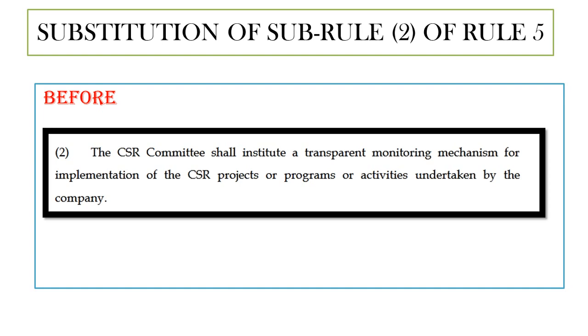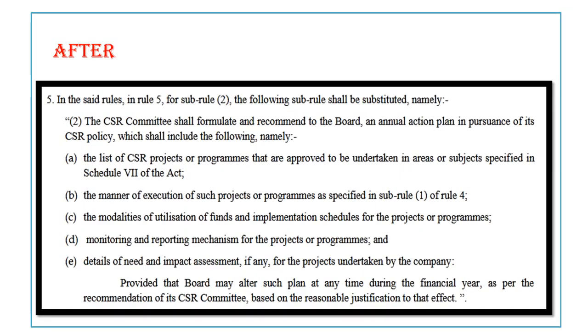Moving forward to the next amendment, that is in substitution of sub-rule 2 of Rule 5. Before, sub-rule 2 said that the CSR committee shall institute a transparent monitoring mechanism for implementation of the CSR projects or programs or activities undertaken by the company. But now in these amendment rules, it is being substituted, and it says that the CSR committee will formulate and recommend to the board an annual action plan in pursuance of its CSR policy. Now, it is the duty of the CSR committee to look after the CSR policy.